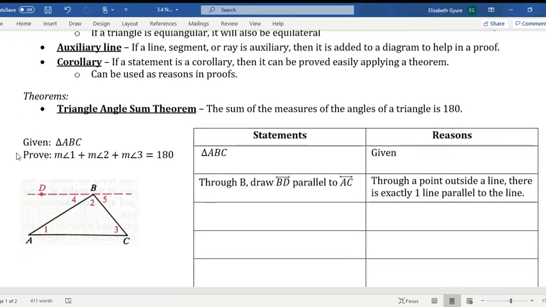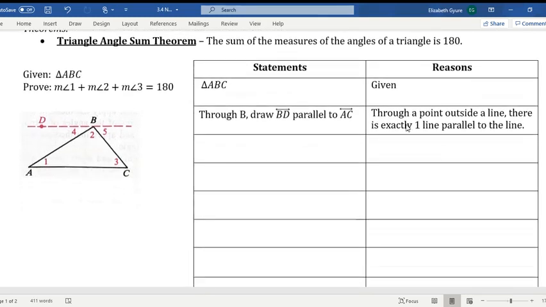So we have 2 theorems today. The first one is the triangle angle sum theorem. That says the sum of the measures of the angles of a triangle is 180 degrees. That's actually probably something you already knew, okay? But now it's an actual theorem. We can use it in proofs. And we're actually going to prove it. We're going to practice our proofs with this.